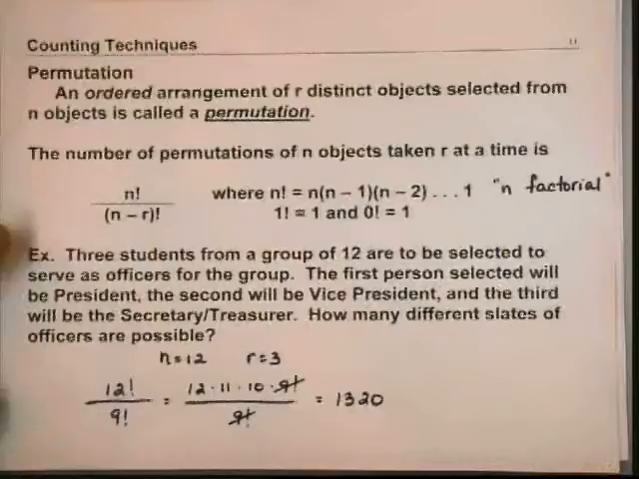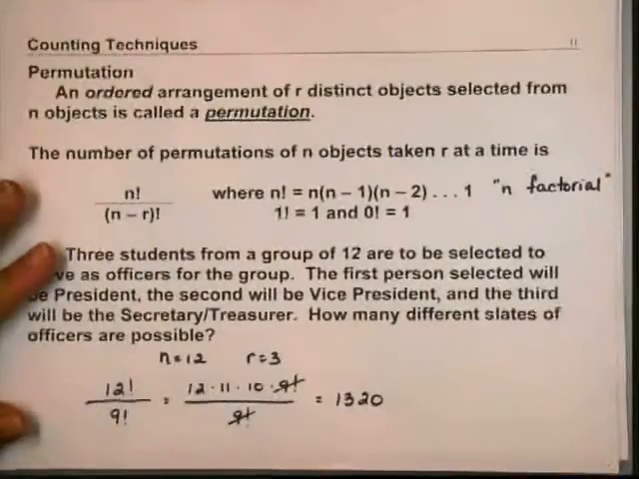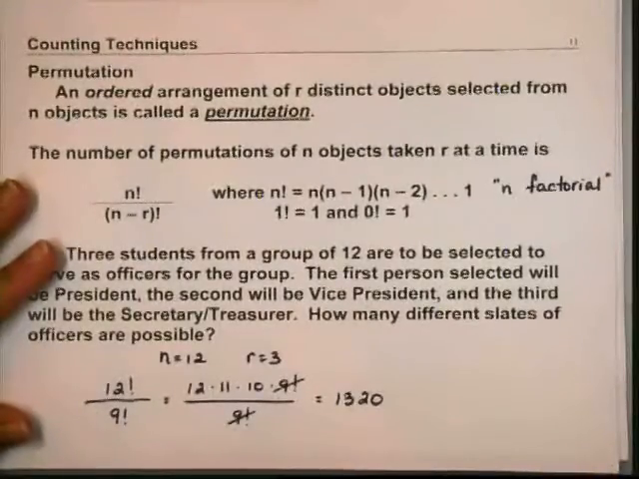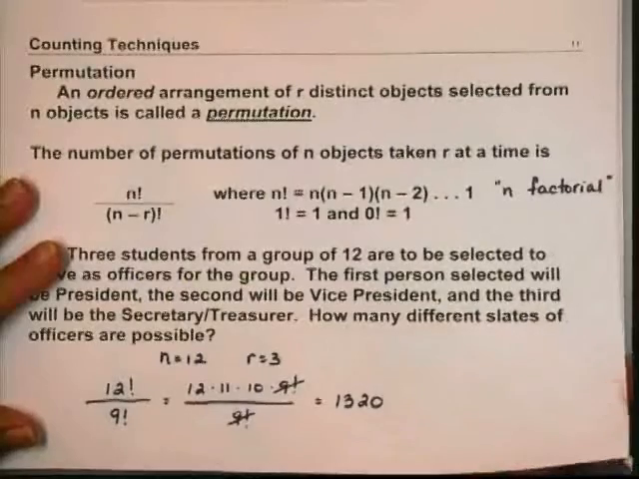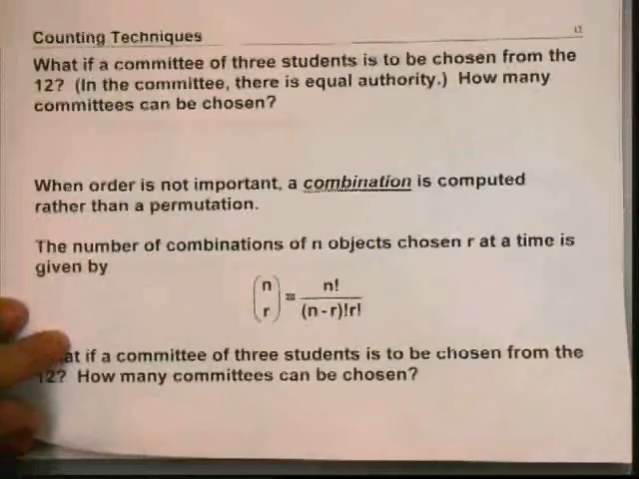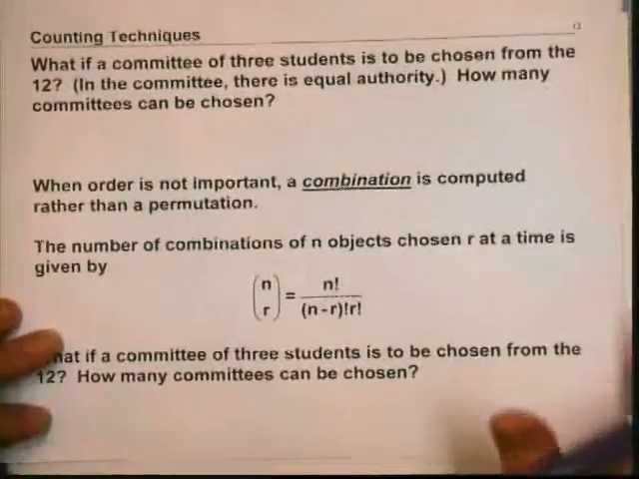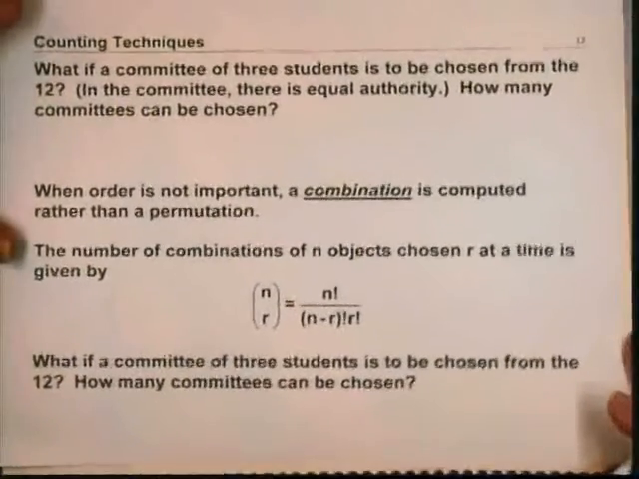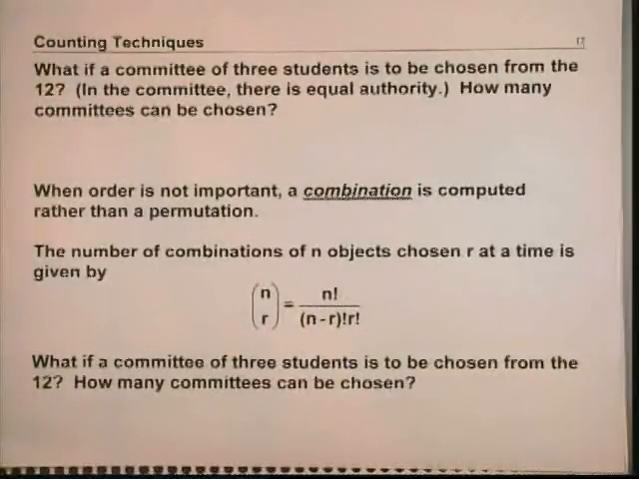Okay, so this is if we make the selection and order is important. Nobody wanted to run, so we had a random drawing for officers, right? Okay, so what if you're trying to draw a committee of equals? So order's not important anymore. How many different committees could be chosen?